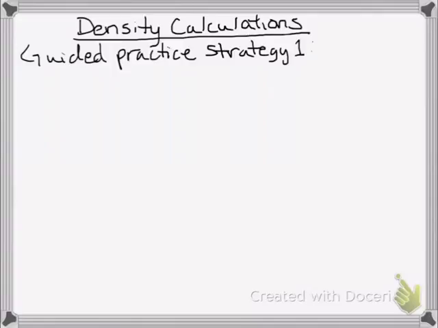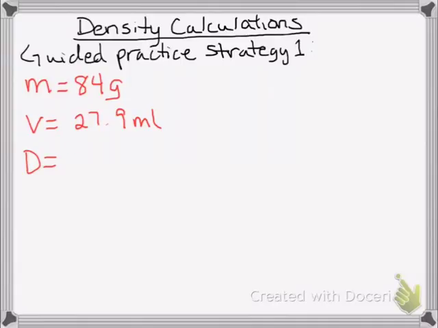Okay, the first thing that we should do is go through and make an inventory. I had a mass. It told me it was 84 grams. It said it occupied 27.9 milliliters of space. You should recognize by now that milliliters is a volume. And it wants to know the density. So that's a question mark.